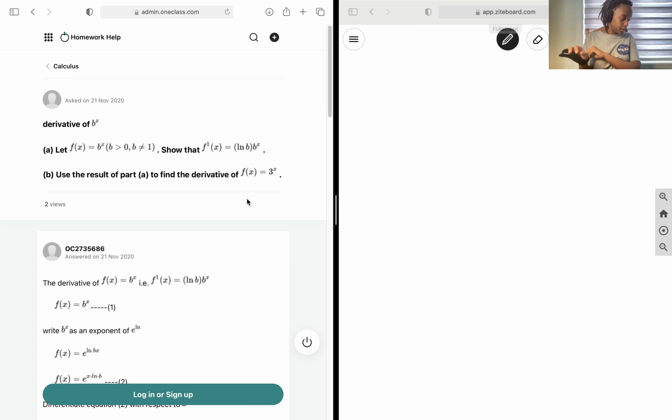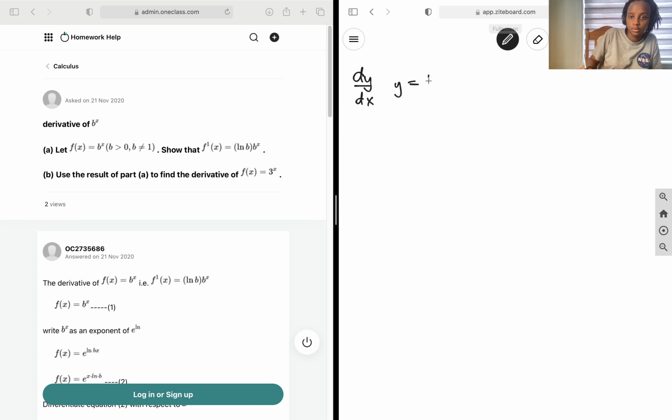We're going to be looking for the derivative of, so we want dy over dx if y is equal to b to the power of x. So we're just going to rewrite this as e to the ln b^x, because we know e to the power of ln a is equal to a. And according to our logarithm rules and properties, we know ln b to the power of x is equal to x ln b. So this is e to the x ln b.